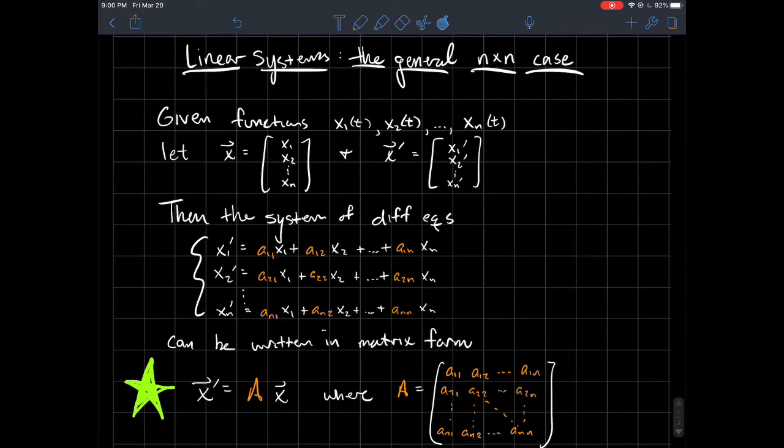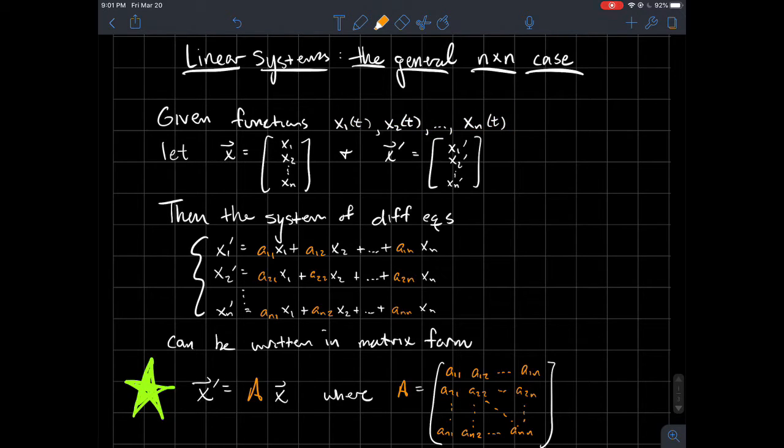This is a short video about linear systems, so the general n by n case. We're going to generalize what we did with the 2 by 2 case. So the setup for this is, instead of having two functions, say x and y, like we're used to playing with, say I've got n functions, x1, x2, all the way up to xn, where t is the independent variable through all this.